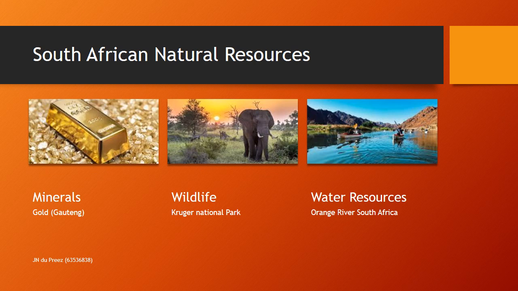Just a quick slide there so we can see a picture of a gold bar. Gauteng is particularly known for gold mining. Wildlife, so we have very large national parks, for example the Kruger National Park that we went through, and then there's a picture of the Orange River there as well.